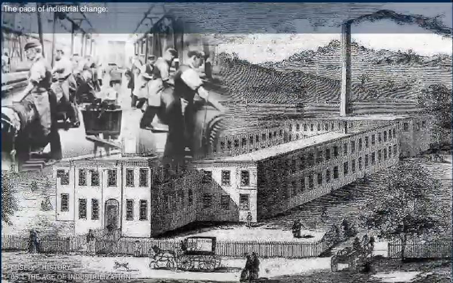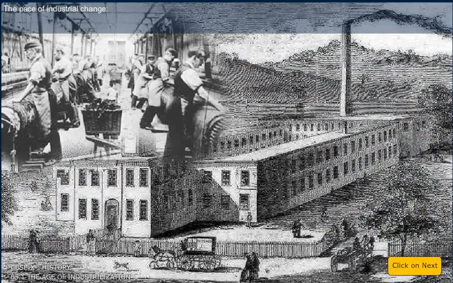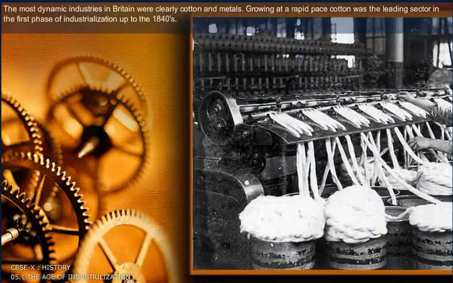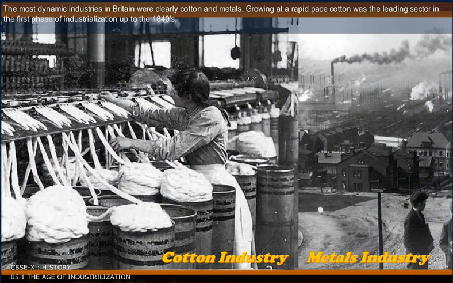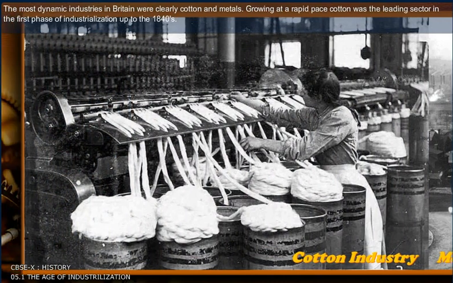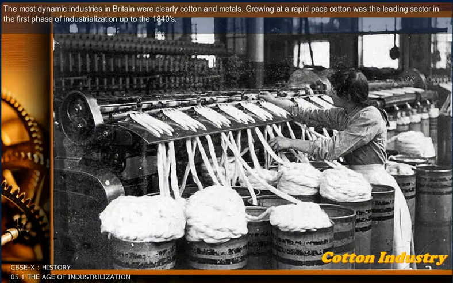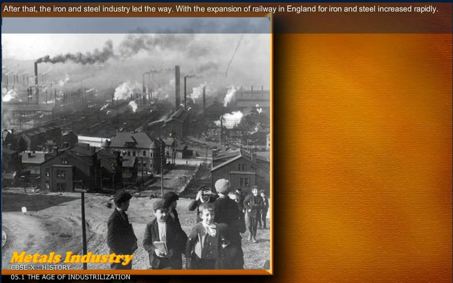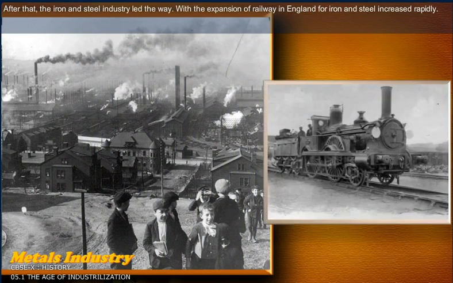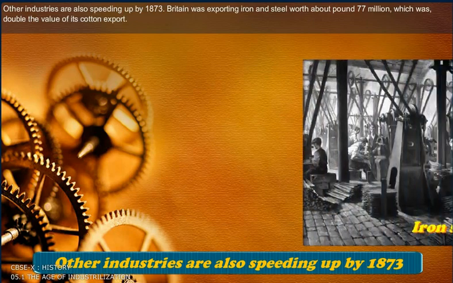The pace of industrial change. The most dynamic industries in Britain were clearly cotton and metals. Growing at a rapid pace, cotton was the leading sector in the first phase of industrialization up to the 1840s. After that, the iron and steel industry led the way. With the expansion of railways in England, the demand for iron and steel increased rapidly.